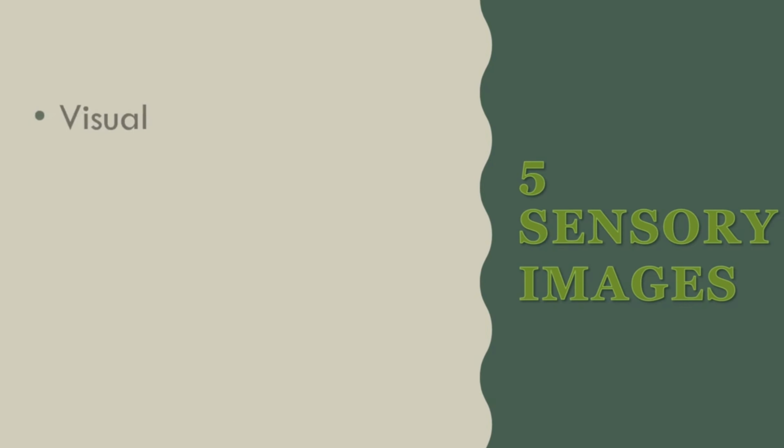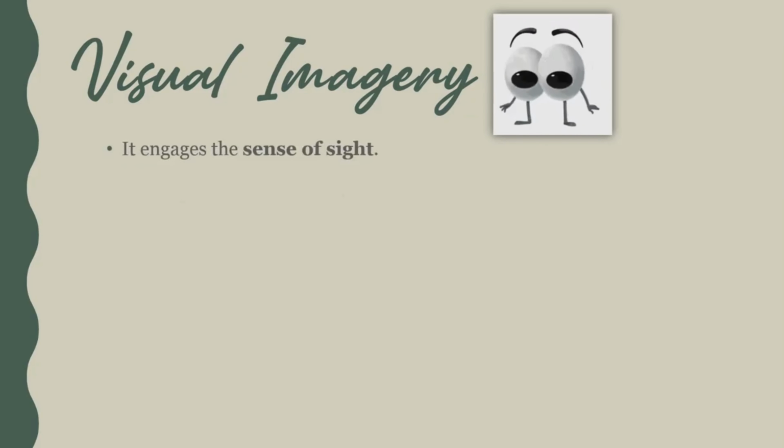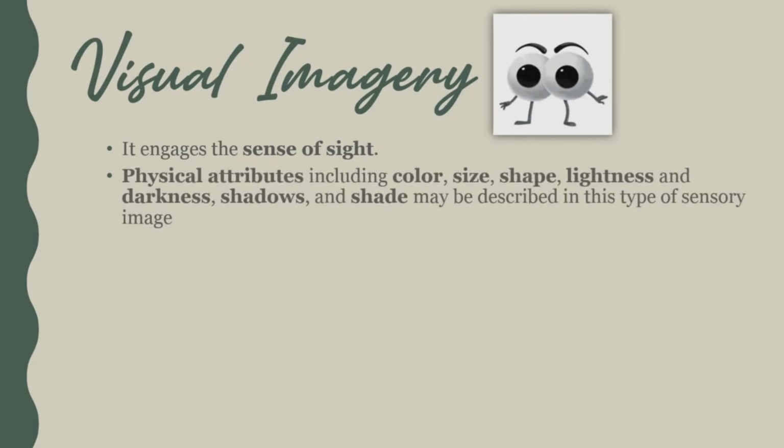We have 5 types of sensory imagery. We have the visual, gustatory, auditory, olfactory, and tactile. Let's start with the visual imagery. Based on the image, you can assume that visual imagery engages the sense of sight. Physical attributes including color, size, shape, lightness and darkness, and shadows may be described in this type of sensory image.